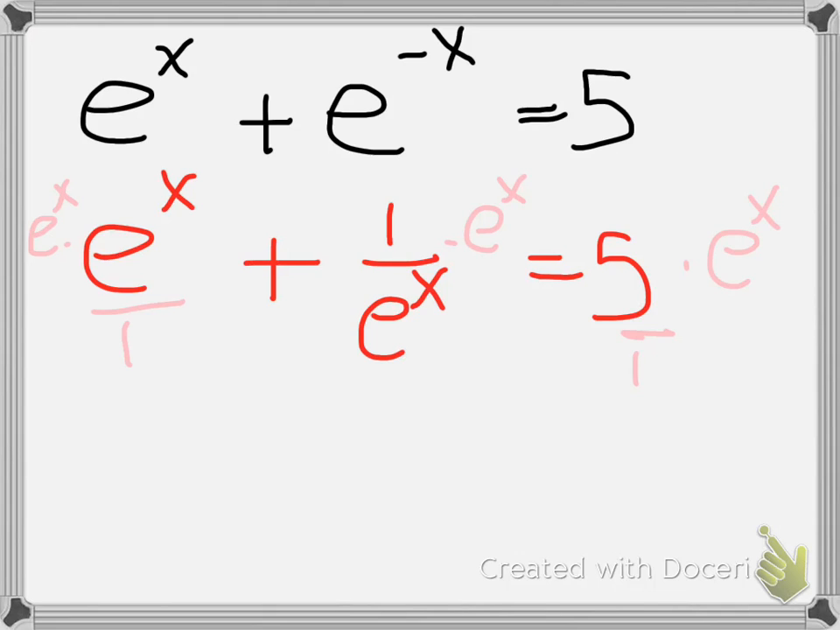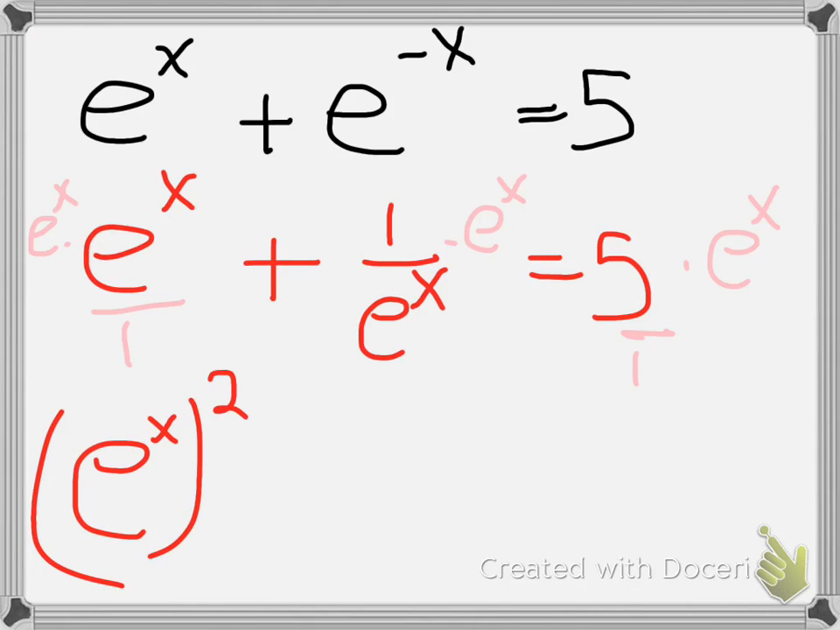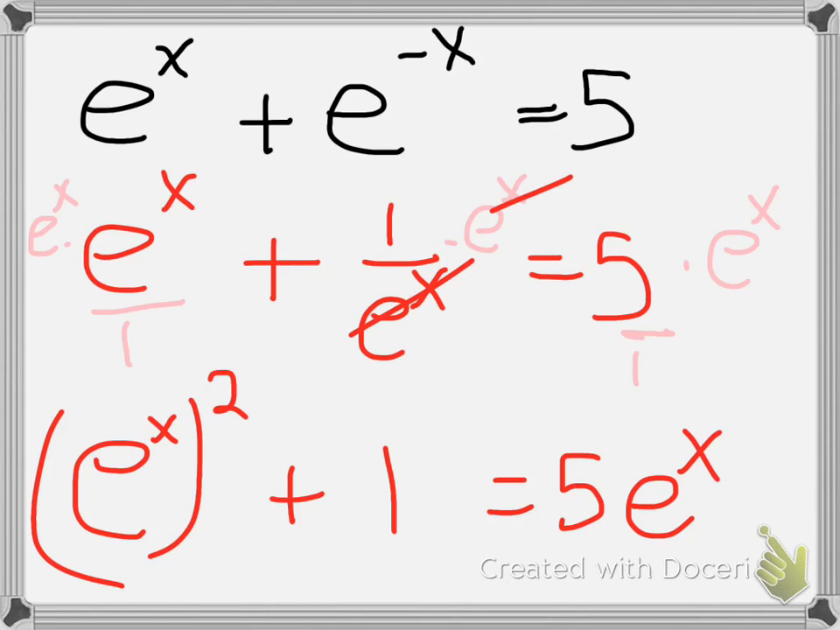E to the x times e to the x will turn into e to the x squared, just like how x times x becomes x squared. This next term, something cancels and I get just the 1, and then I have equals 5e to the x.